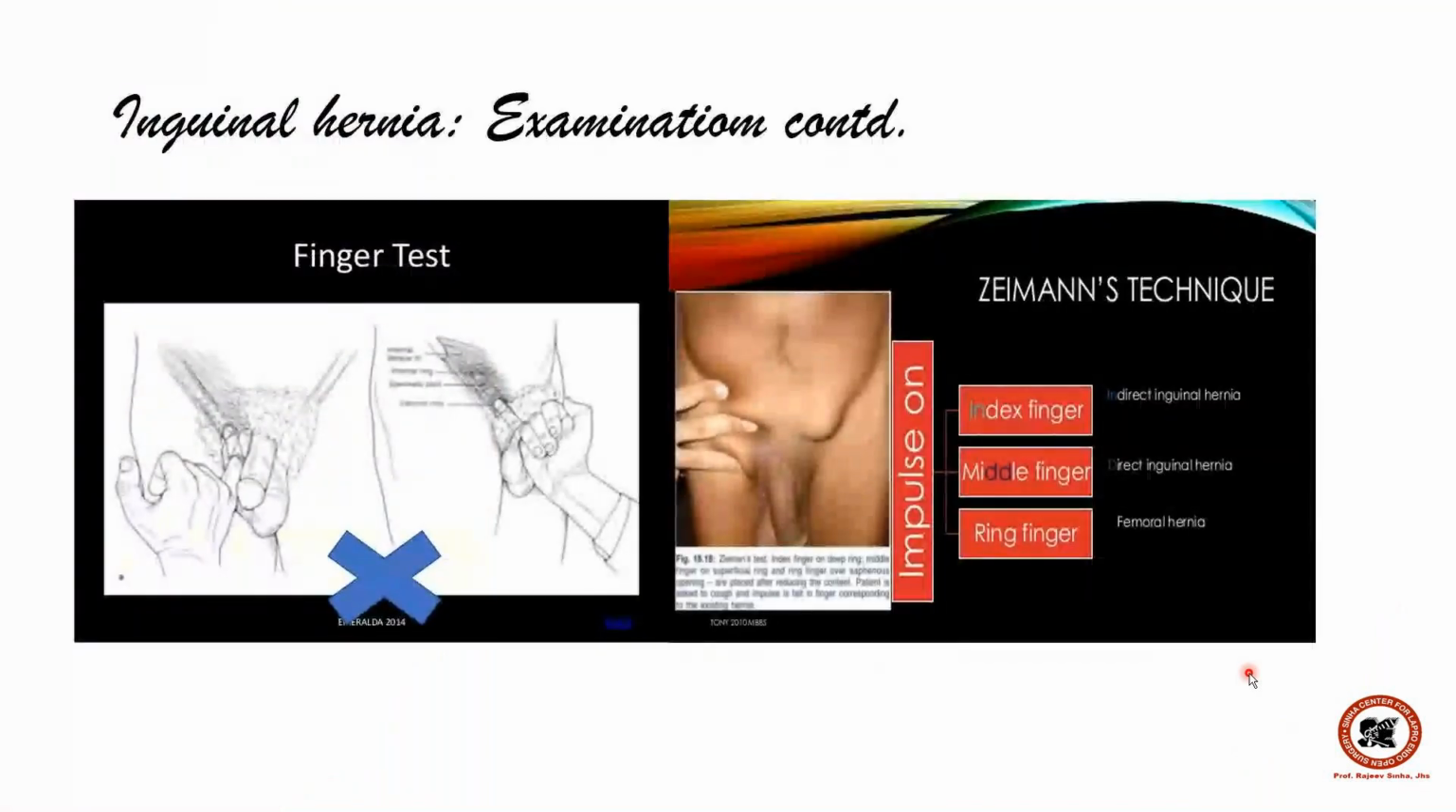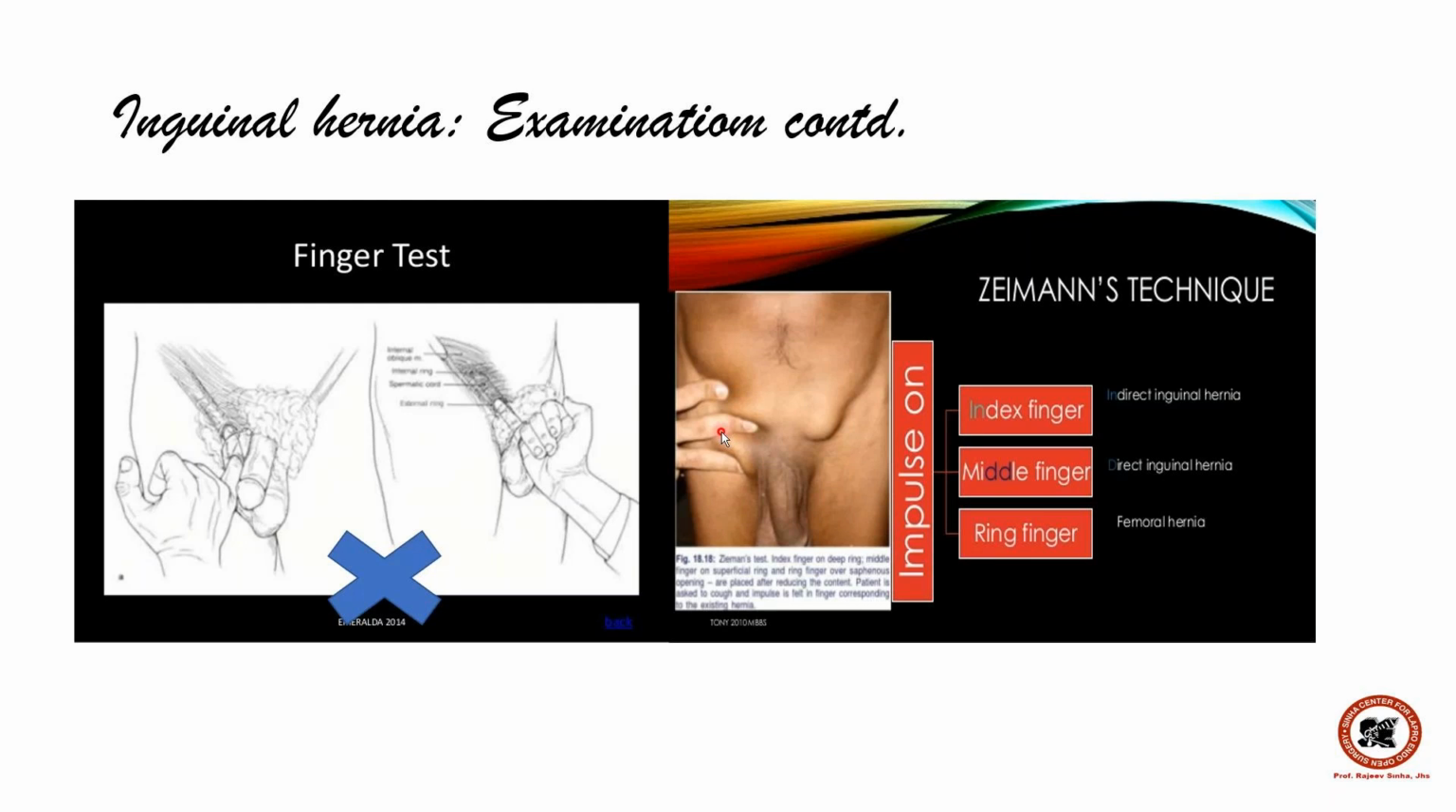This is how you do a Ziemann test. This is the invagination finger test. Why the cross? Because no longer advisable. So forget this test. But this is an important test. You've got the index finger, the middle finger, and the ring finger: femoral, direct, and indirect. So once you have reduced the hernia, you put the fingers on the appropriate spots of identification. You know the deep inguinal ring, you know the superficial inguinal ring, and here you're looking at the femoral ring. So you're basically putting your fingers on these, ask the patient to stand up and ask the patient to cough.